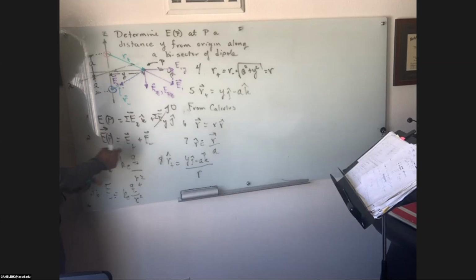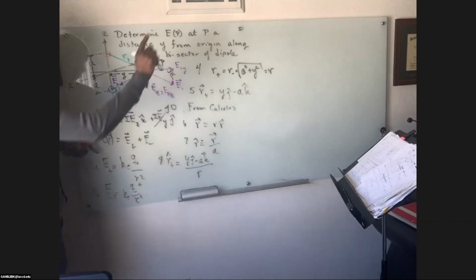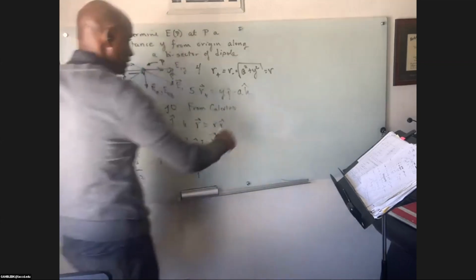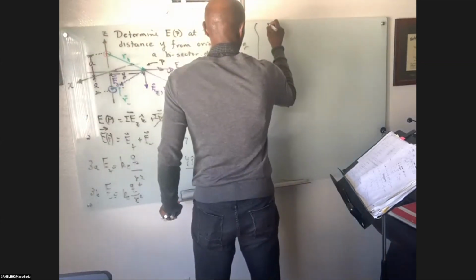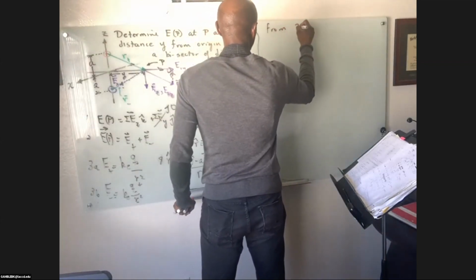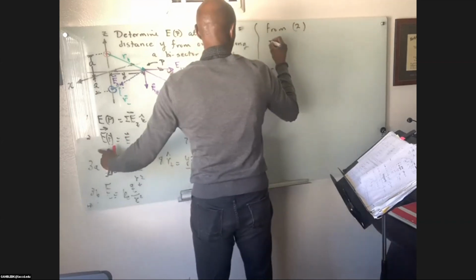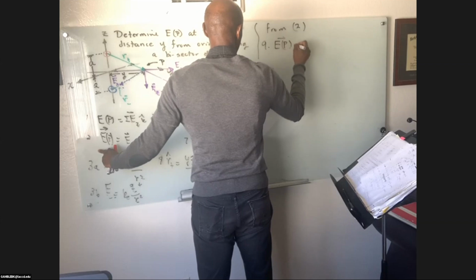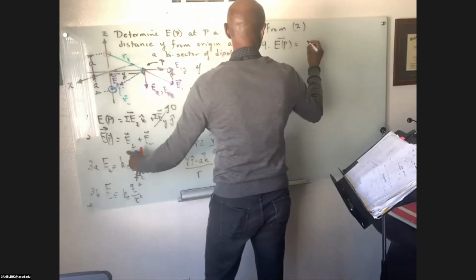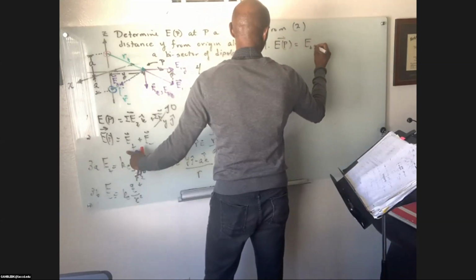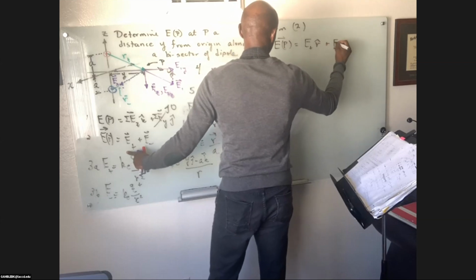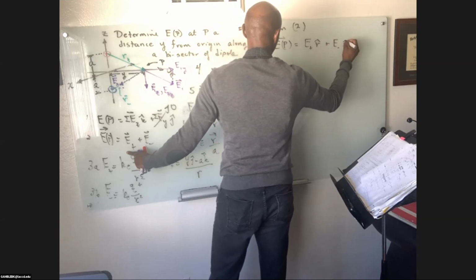All right, so equation 9 is going to be the more explicit version of this equation. So from equation 2, this becomes the field at point P. It's got to be equal to the contribution of E plus, which is the magnitude of E plus times its unit vector, plus the magnitude of E minus times its unit vector.